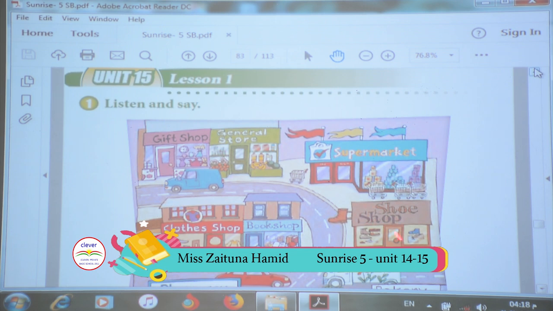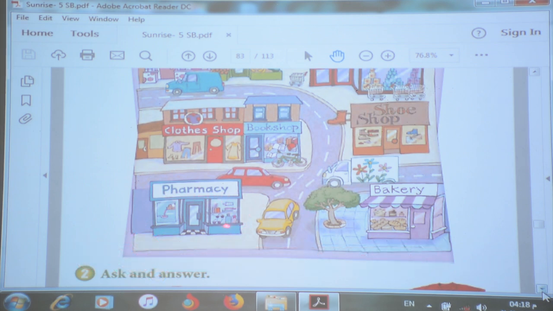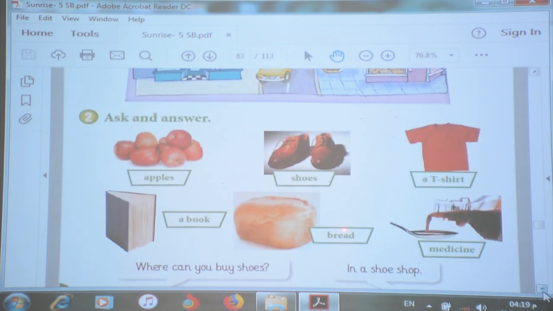Look here. This one is pharmacy. If you want to buy some tablets or syrup and any medicines that you wanted, you should go to the pharmacy. Okay? And bakery, if you wanted to buy bread or cake, you should go to the bakery shop. Okay? Pharmacy shop, bakery shop. Look at number 2, there are some pictures here.